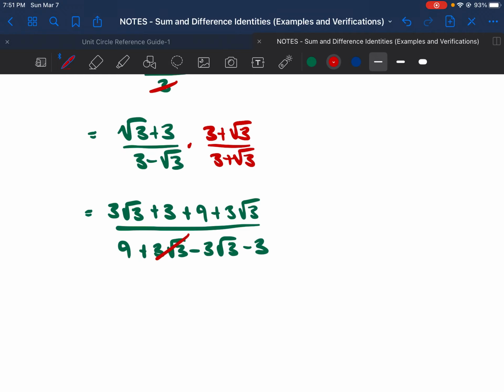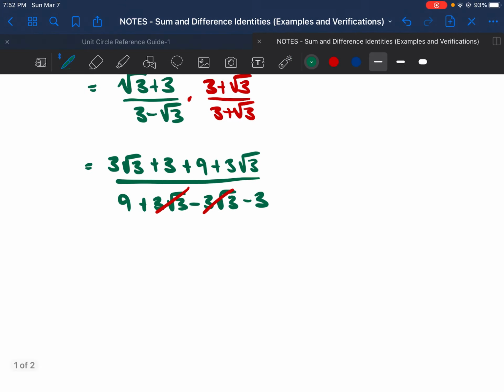Notice in the denominator, 3 root 3 and negative 3 root 3, they cancel. That's what we wanted to see. That's the whole point of multiplying by the conjugate here. We call that rationalizing the denominator. And let's go ahead and combine like terms in the top and the bottom. So 3 plus 9, that's going to be 12.